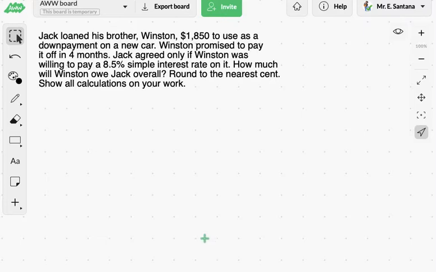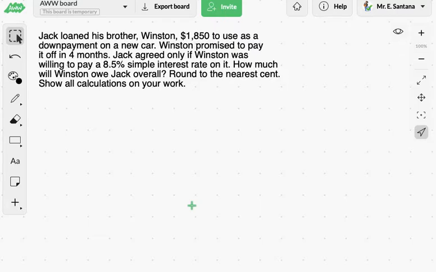This is Mr. Santana. I just want to go over how to determine simple interest given a specific number of months. As you know, simple interest is usually calculated using the years, so the months will definitely have an impact on how the interest gets calculated.